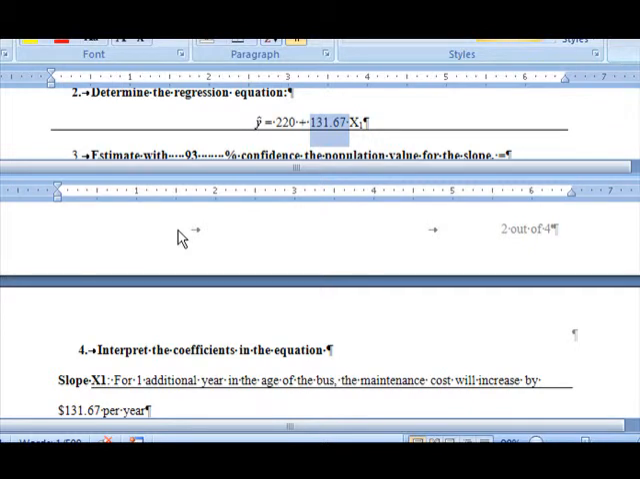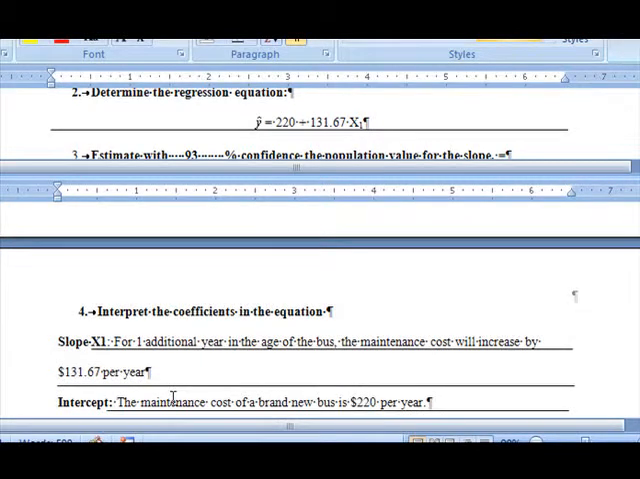It's always for one additional unit of X, what happens to Y. In this case, for one additional year in the age of the bus, the maintenance cost will increase. Why increase? Because of the plus sign. It will increase by $131.67 per year.